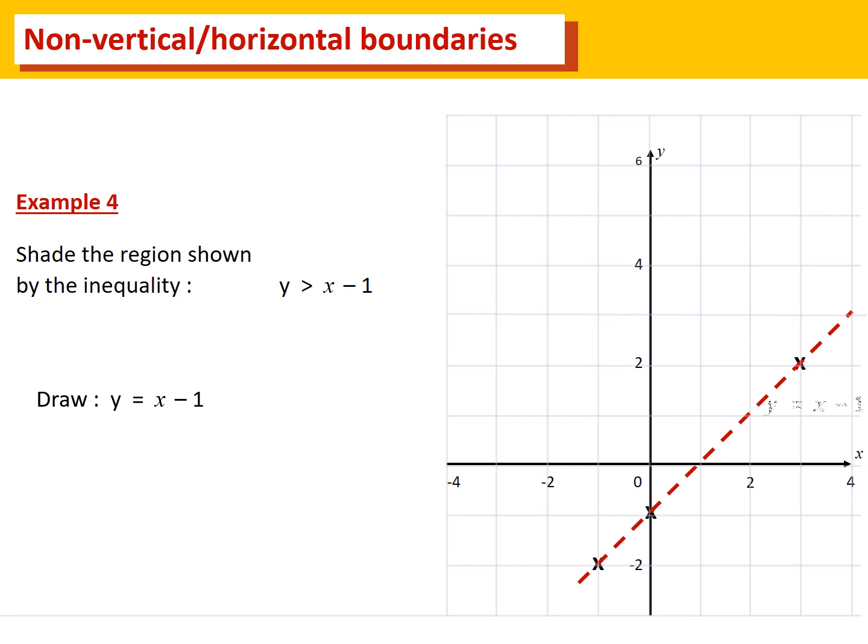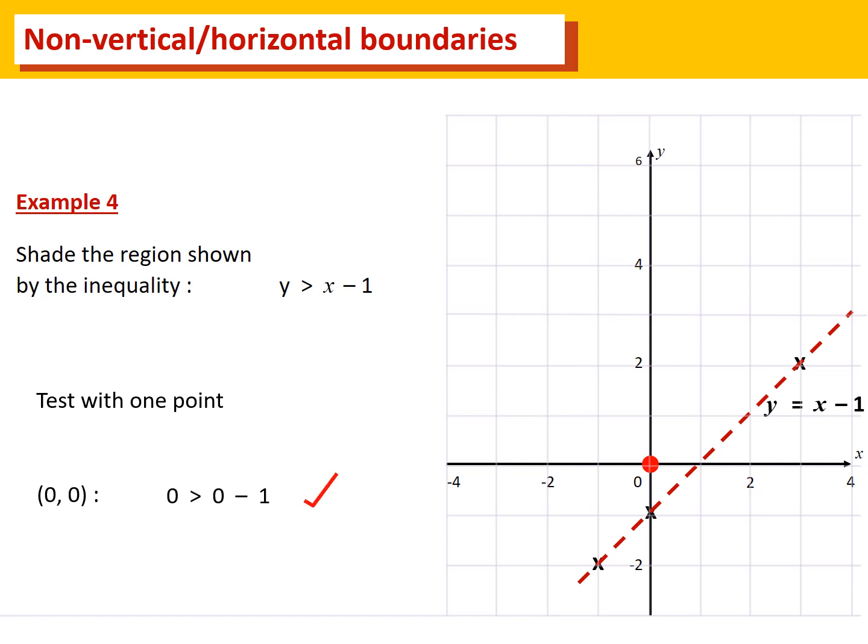So that's our line. Now, I don't know if you remember from the last example, we then choose one point not on the line, and the easiest point to pick in this case would be the point 0, 0. We put 0, 0 into that inequality, i.e. y is 0 we put into there, and x is 0 we put into there. And that gives us 0 is greater than negative 1. Is that true? Is 0 bigger than negative 1?